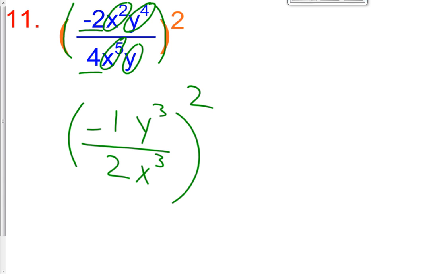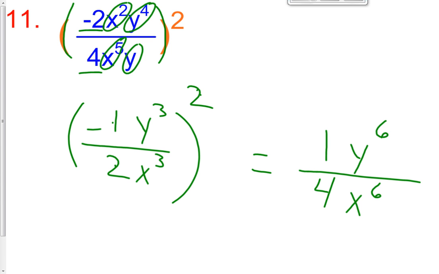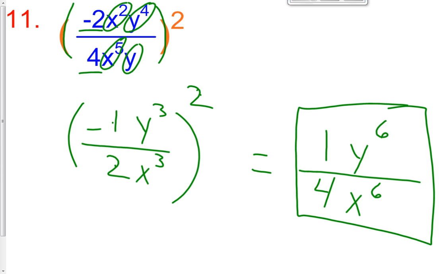So looking at this, we have a negative 1 squared now turns to a positive 1. Y cubed squared, when you have a power raised to a power, you multiply, and you would get y to the 6th. 2 squared is 4, and then x cubed squared, you'd multiply again to get x to the 6th. So there's our answer for that one. We got 1y to the 6th, or just y to the 6th, over 4x to the 6th. There's our answer for problem number 11.